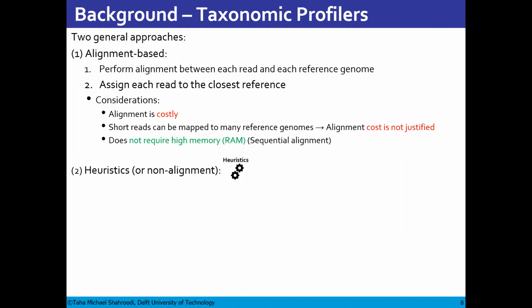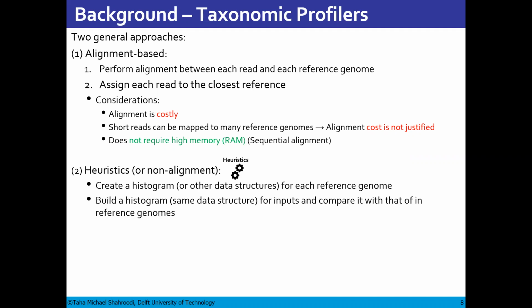Alignment-based profiling, however, does not demand high memory requirements. In heuristic-based methods, on the other hand, we first create a histogram or similar data structure for each reference genome. Then a similar data structure is built for the input, and finally we compare it with those for references. These methods can be a little less accurate than the previous one.